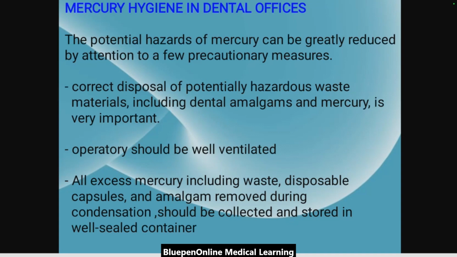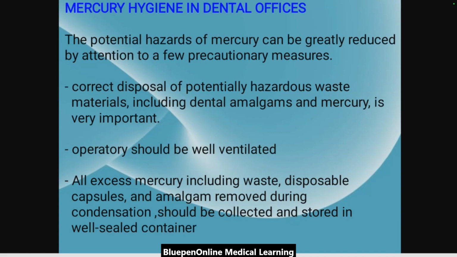Let's see what all are the measures which are supposed to be followed. The first one is correct disposal of potentially hazardous waste material, including dental amalgam and mercury. So correct disposal is very important. Whatever scrapings are there, whatever excess mercury is left, you're supposed to dispose of it very properly.